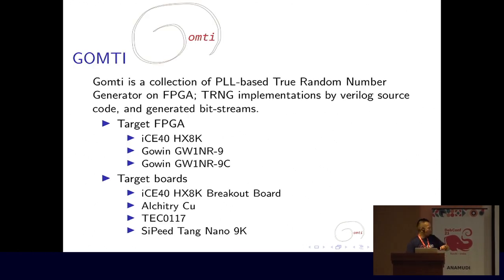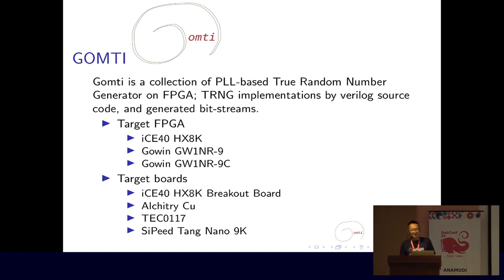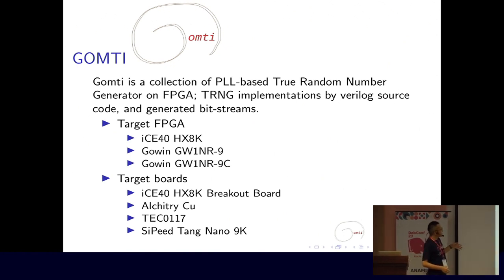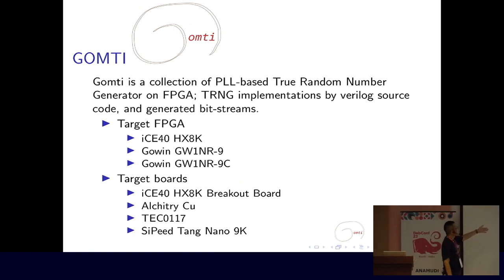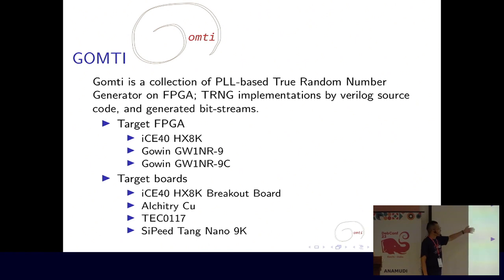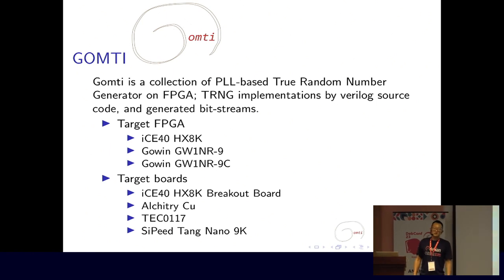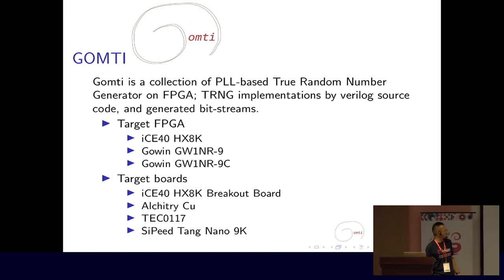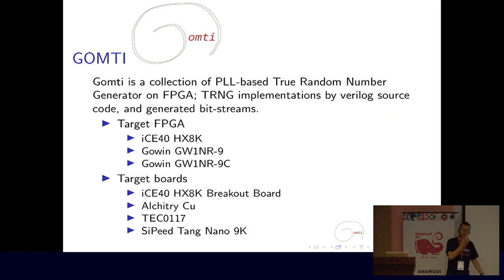And so Gomti is a collection of such PLL-based true random number generators. There are multiple collections, multiple implementations, or multiple bit streams. And the target boards are ICE40 and 2 variants of Gowin FPGA, and here is the target board. It costs like $30 to $50. So it's a kind of commodity board.